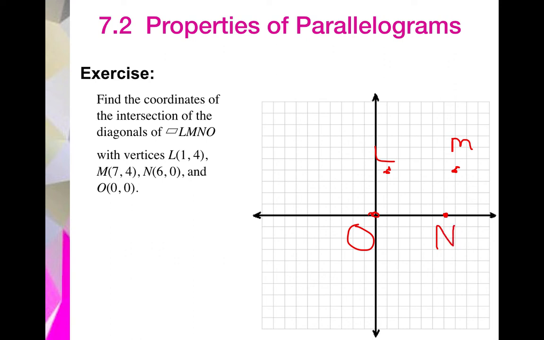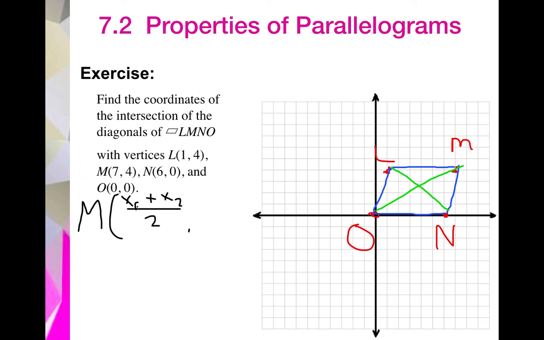And we connect those together, we get a parallelogram. With that parallelogram, then we have diagonals. So the diagonals go from vertex to vertex like that. To find the midpoint of those, we use the midpoint formula, which is x1 plus x2 divided by 2, y1 plus y2 divided by 2.